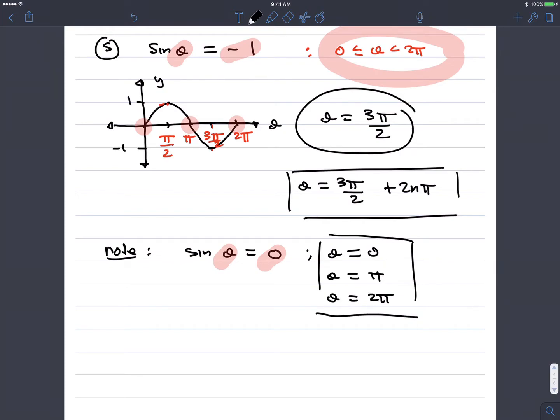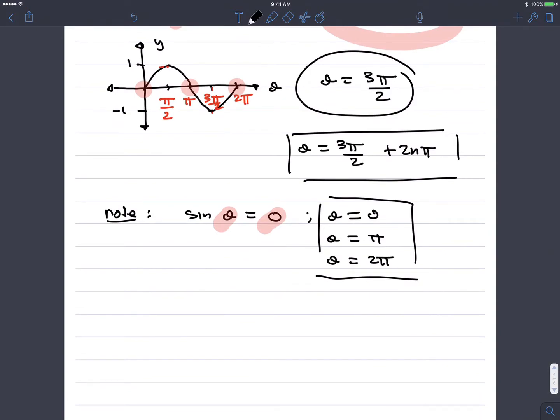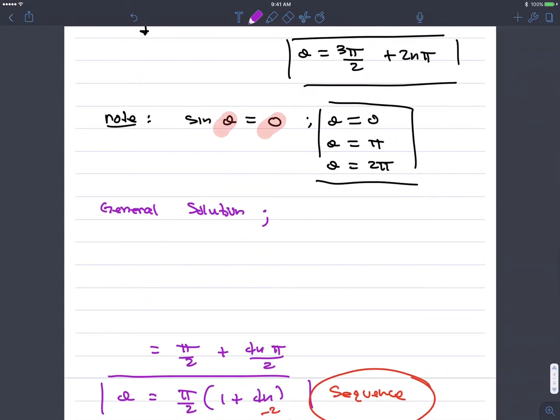However, let's note, what if they said, what's the general solution? So let's change this here. You now want to write the general solution. How do you do that? We can very elegantly and simply say theta is going to be what? N pi. Okay, theta is n pi.